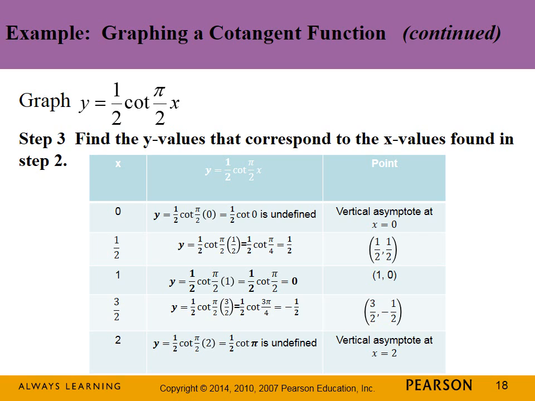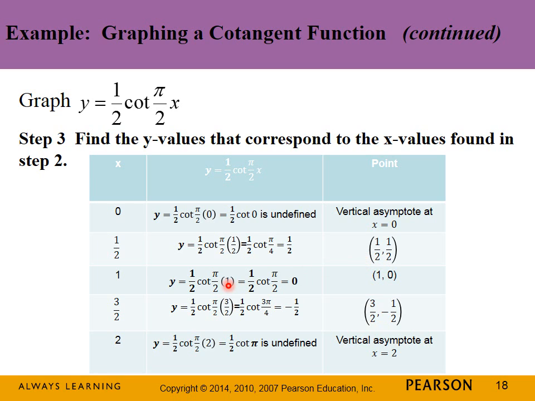All right, here it is. So we take the values 0, 1/2, 1, 3/2, and 2. We plug those values into this cotangent function, y equals 1/2 the cotangent of pi over 2x. And first we get 1/2 times the cotangent of 0, which is undefined. Remember, the cotangent is the cosine divided by the sine. Sine of 0 is 0, and whenever you try to divide by 0, the result is undefined. So that's our first vertical asymptote. Then we plug in 1/2, and that gives us 1/2 times the cotangent of pi over 4. The cotangent of pi over 4 is 1, so that gives you 1/2. Our graph is going to pass through 1/2 comma 1/2.